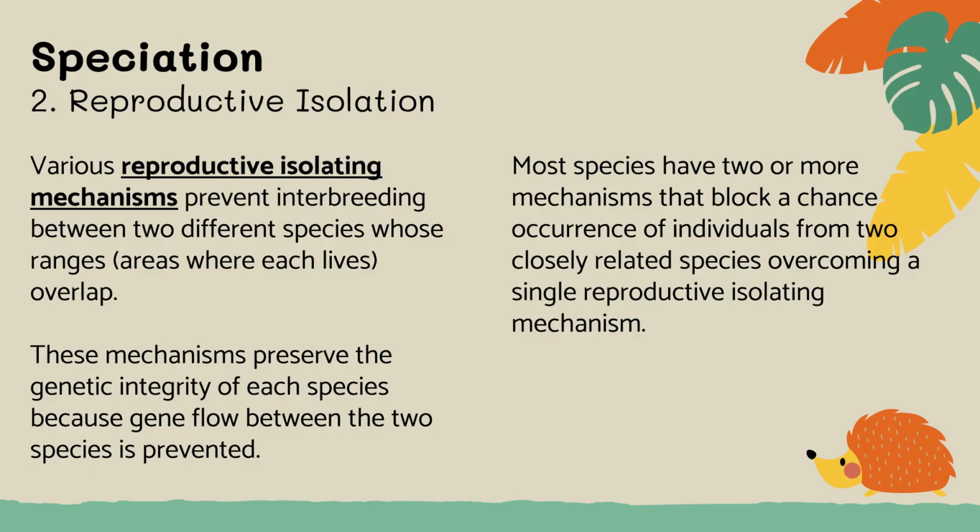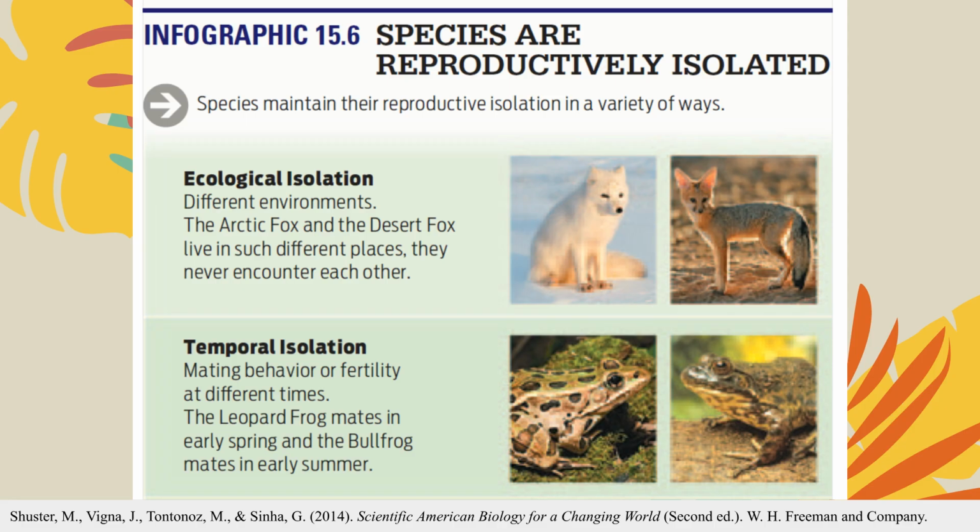Most species have more than one isolating mechanism, making it very unlikely that a single barrier failure will lead to interbreeding. This infographic shows two forms of reproductive isolation. Ecological isolation occurs when species live in different environments and rarely encounter each other, like the Arctic fox and the desert fox. Temporal isolation happens when species reproduce at different times. For example, the leopard frog mates in early spring, while the bullfrog mates in early summer. Even though they live in similar areas, timing differences prevent mating, so isolation can happen without physical barriers.